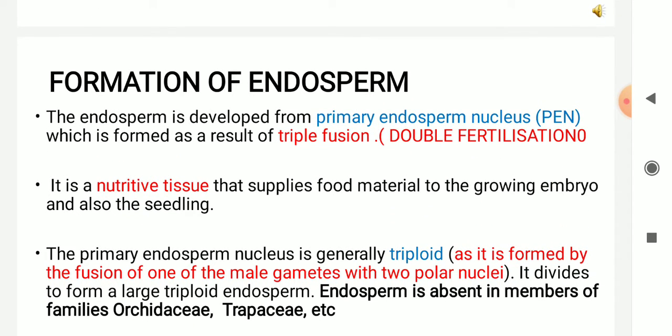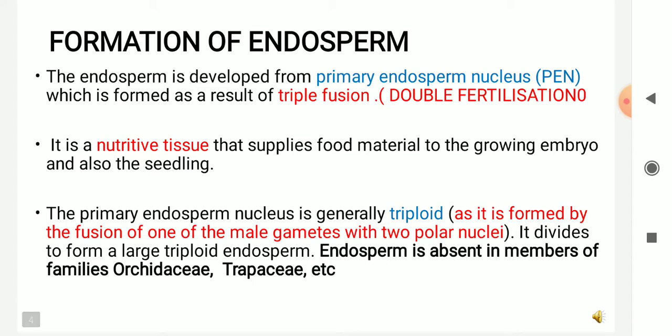Now, how is endosperm formed? Endosperm is formed as a result of double fertilization, which is a unique characteristic of angiosperm. Double fertilization means that one male nucleus fuses with the egg to form zygote, which ultimately develops into embryo. And the second male gamete fuses with the secondary nucleus or the polar nuclei to form primary endosperm nucleus.